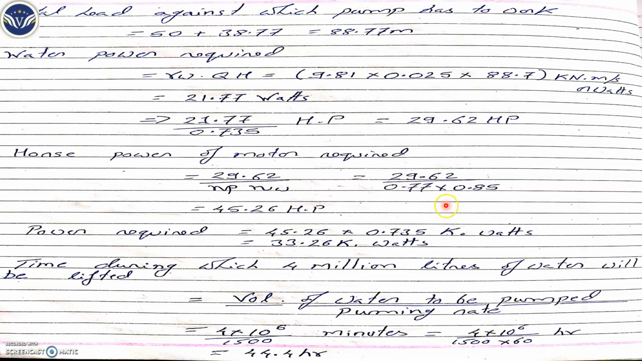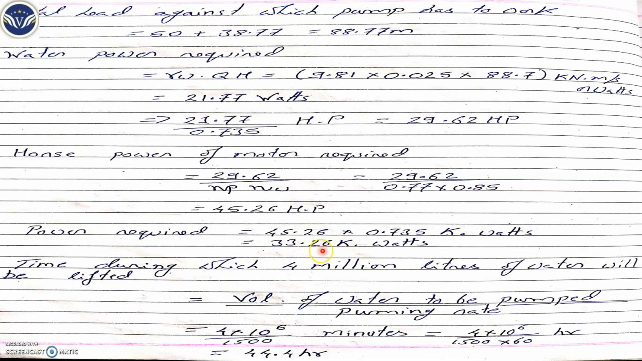So for efficiency, there are two types here. One is motor efficiency, one is pump efficiency. If they have given only one efficiency, you should have taken that only. But here they have given both, pump as well as motor. So divided by that efficiency, you will get the horsepower, that is 45.26. So that 45.26 into kilowatts, you will get the total power requirement. So 45.26 into 0.735, when you do it, you'll have the total power requirement.